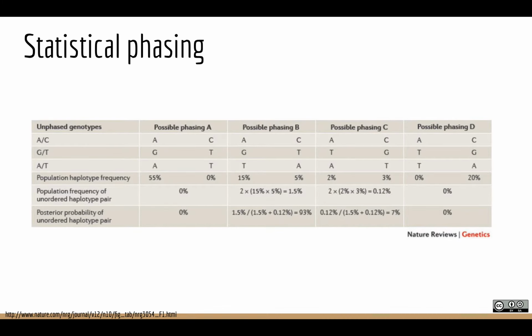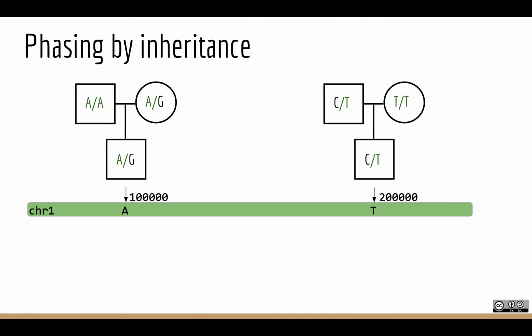Okay. There's several reviews on this topic. This is sort of digging deeper into the math of possible phasing scenarios given the frequency of these different haplotypes. And you can refer to this review if you want to learn more. The better way of phasing variants is something I alluded to in an earlier slide, which is so-called phasing by inheritance. When we can directly know the phase, whether the allele came from mom or dad, because we've sequenced the DNA of mom, dad, and the kid.